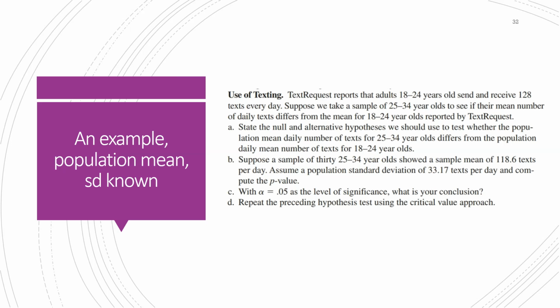It is a two-tailed test because we're just looking to see if they differ, to see if they're more or less than the 128. We're not asking, hey, did the 25 to 34-year-old age group text more or did they text less? We're not asking that. So there's no greater than or less than involved. It's just, do they differ? Does it equal 128 or does it not? So that's how we know it's a two-tailed test.